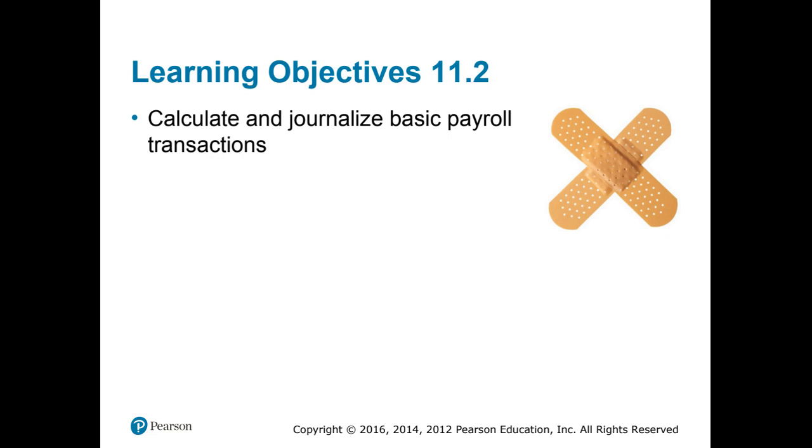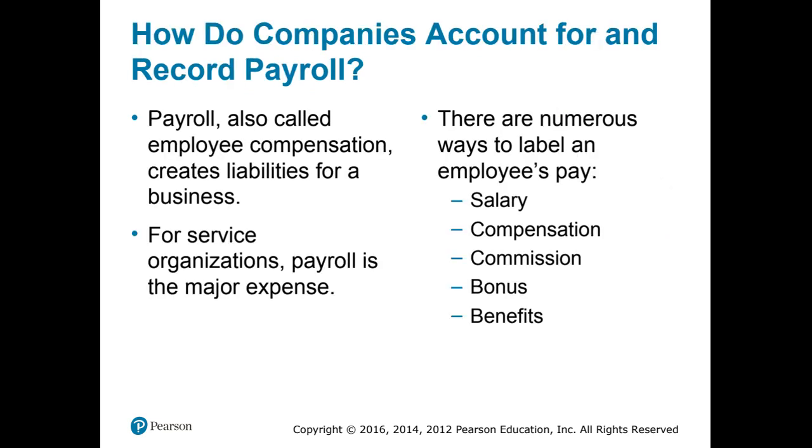All right, so now we're going to calculate and journalize basic payroll transactions. So how do companies account for and record payroll? Payroll, also called employee compensation, creates liabilities for a business. For service organizations, payroll is the major expense. There are numerous ways to label an employee's pay. You could get paid salary, commission, compensation, bonus, and benefits.